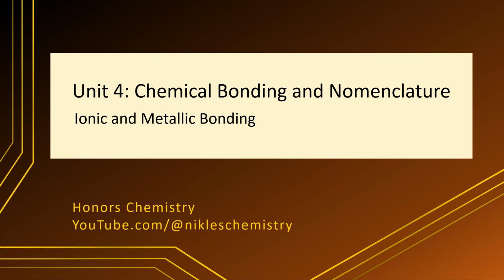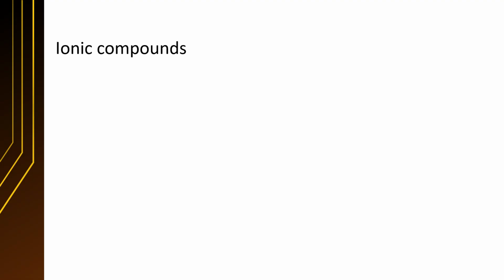Hello, today we're going to talk about ionic and metallic bonding. So let's start out by reviewing what an ionic compound is. Ionic compounds always consist of at least one positive ion and at least one negative ion. So remember that positive ions are called cations and negative ions are called anions. And cations are positive, anions are negative.